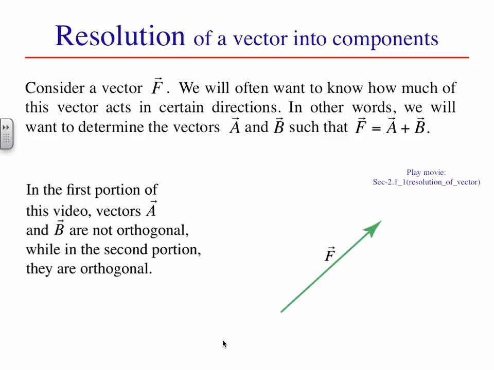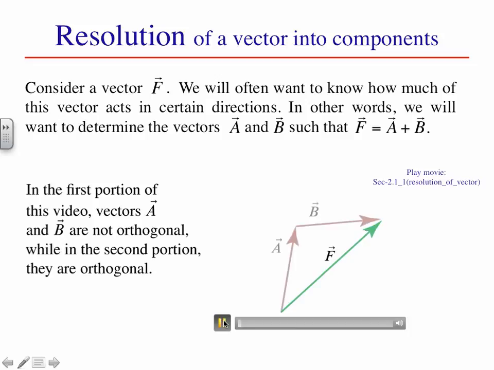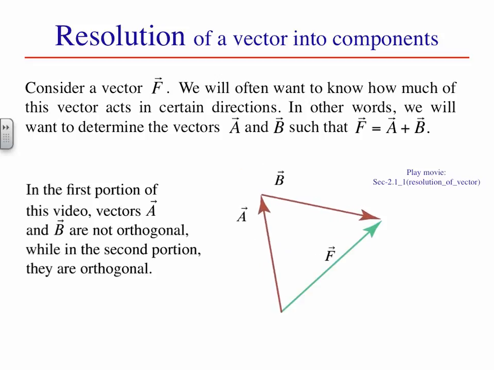There is again a continuum of possibilities, but we make a further distinction between orthogonal decomposition, that is, decomposition into vectors A and B that are perpendicular to one another, and non-orthogonal decomposition. Our movie shows a continuous set of non-orthogonal decompositions first, followed by a continuous orthogonal set.